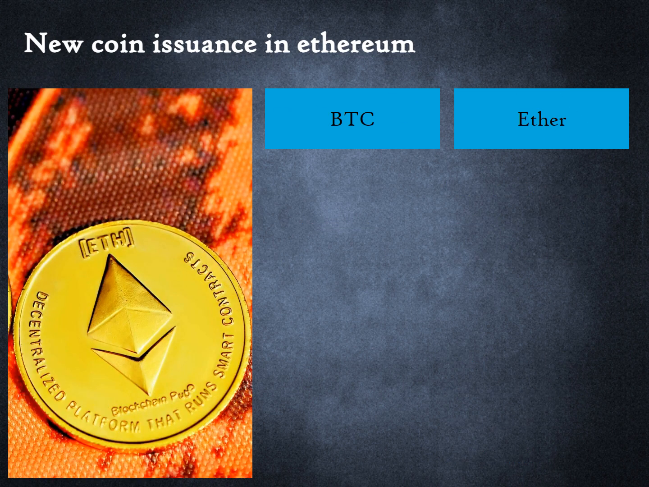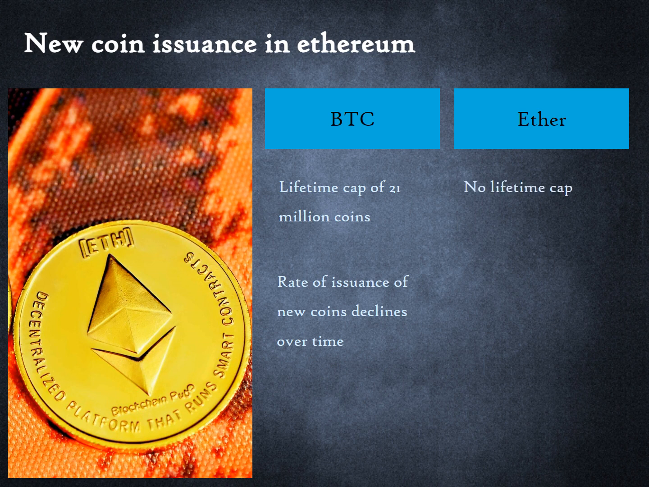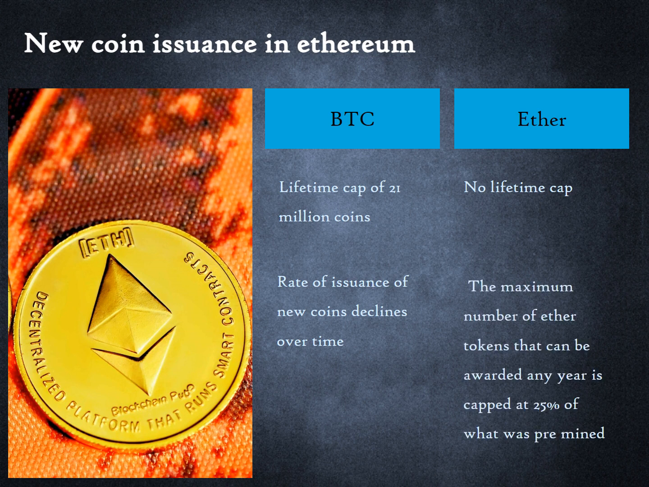Another difference is in the total supply of currency. In Bitcoin, only 21 million can ever be mined. Also, the rate of issuance of new coins declines over time. In Ethereum, there is no lifetime cap. The maximum number of Ether tokens that can be awarded any year is capped at 25% of what was pre-mined. That amounts to 18 million. This can be changed, however, if the majority of the network users vote for a change.